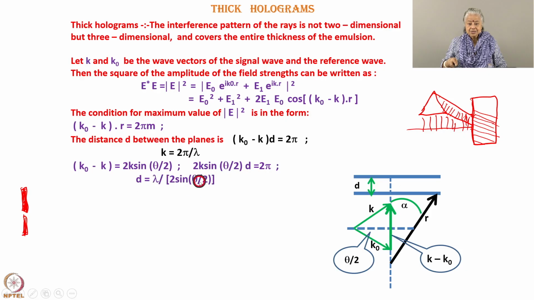See, this thing looks very familiar. You can take it as the equation of a grating. 2d sine theta by 2 is equal to m lambda. Remember, that was the equation of a grating. So, it is like, you know, these are like thin films.